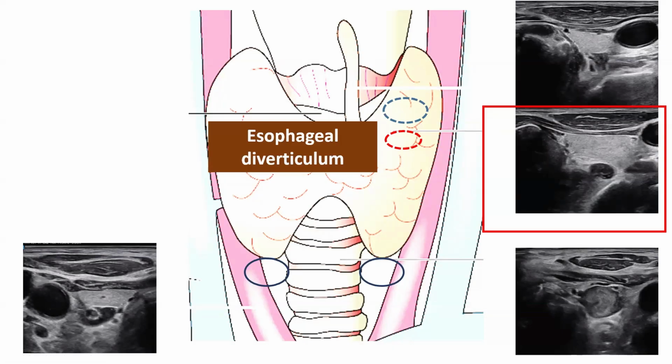Although these lesions may initially appear to be parathyroid pathology, careful observation with the possibility of esophageal diverticulum in mind allows for accurate differentiation.